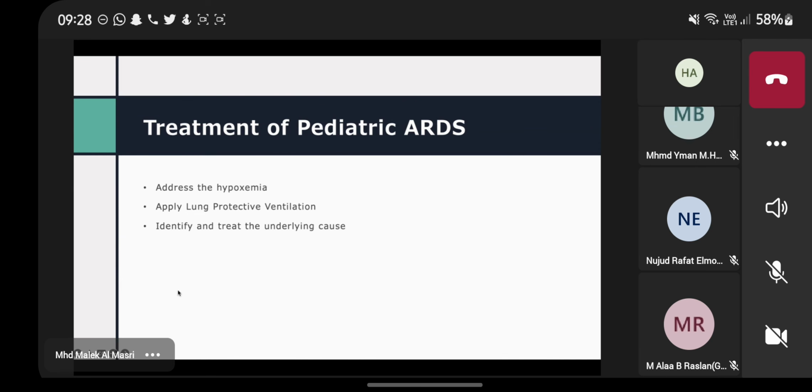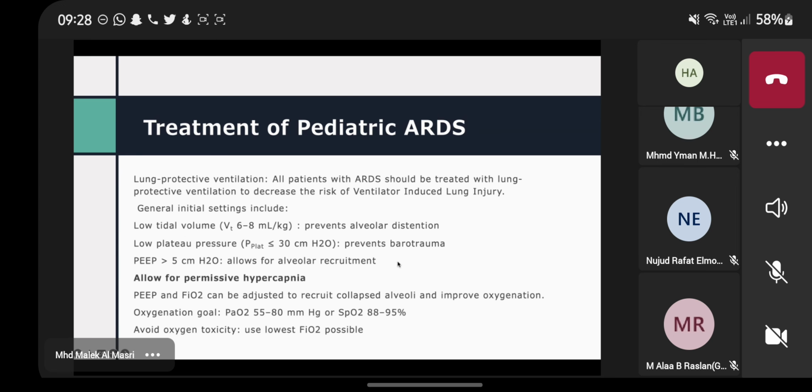Now, for treatment, we need to address the hypoxemia, apply lung protective ventilation, which we'll discuss, and identify and treat the underlying cause. Lung protective ventilation: patients with ARDS need lung protective ventilation so we can avoid the barotrauma we mentioned earlier.